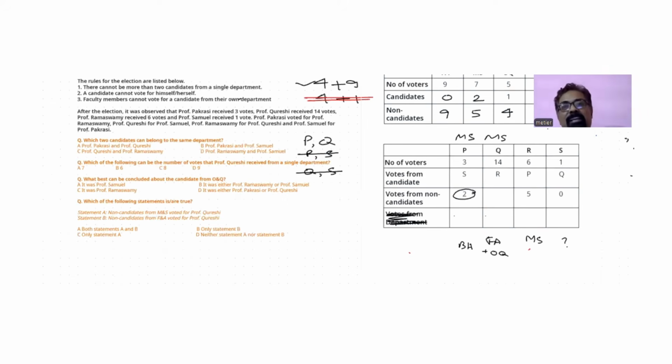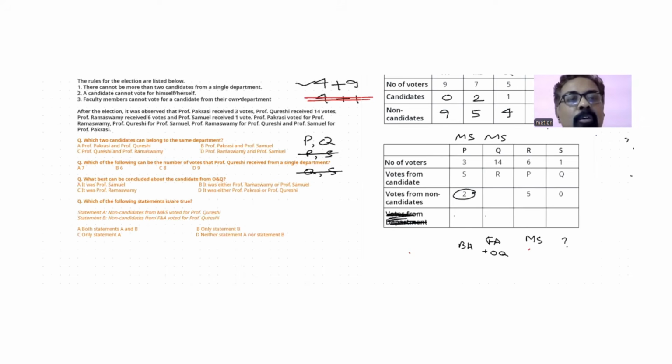And if this analysis is not coming to your mind in the exam hall, one more alternate method is there, that is option checking. Check question number 1 first. Which 2 candidates can belong to the same department? Option 1, PQ. Option 2, PS. Option 3, QR. And last one is RS.